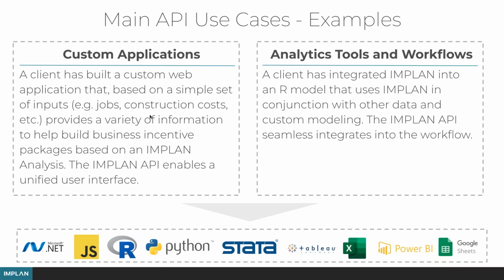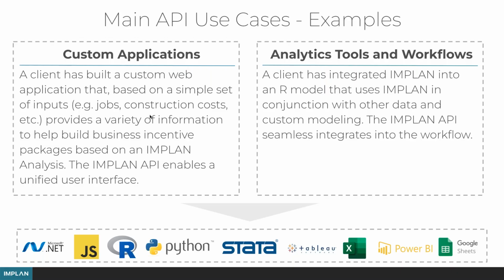So if we take it down one level, I took a customer use case or case study for each of these different use case buckets. In the custom application bucket, a client's built a custom web app that, based on a simple set of inputs, provides a variety of output to help build business incentive packages. So in addition to the IMPLAN data and analysis, there's other data regarding demographics and GIS data, and all this is pulled together into a unified user interface because the IMPLAN API is used to actually pull the IMPLAN data and model outputs into the user interface for the web app.